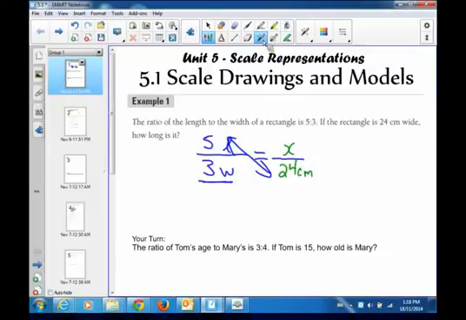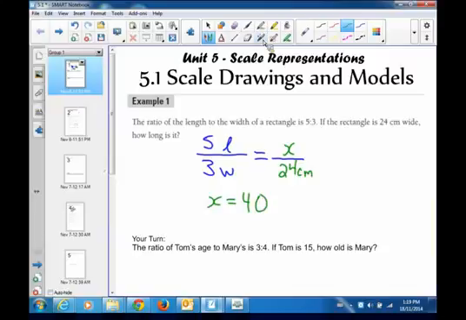You got your calculator good? Wait for the answer. 40, it is. Good work. So X is equal to 40. Not just 40 though, it's centimeters. Because we had 24 centimeters, we've got to use the same unit. So it's 40 centimeters long.